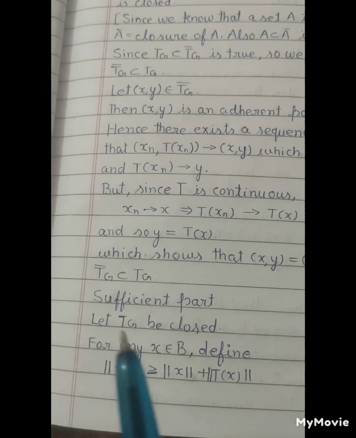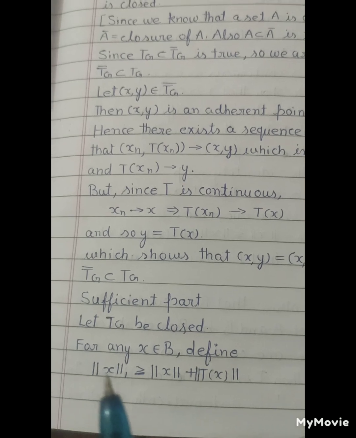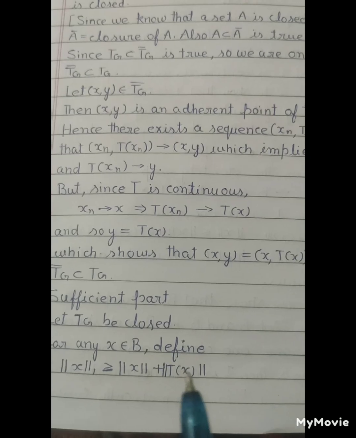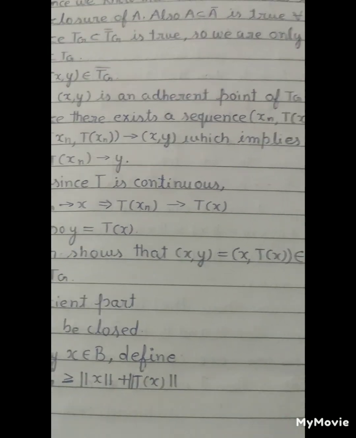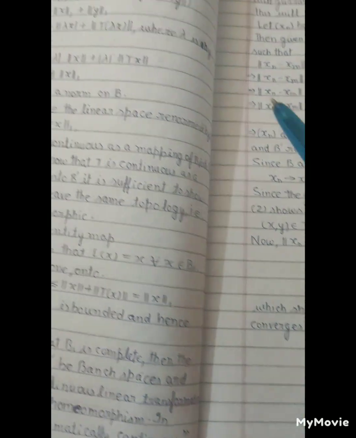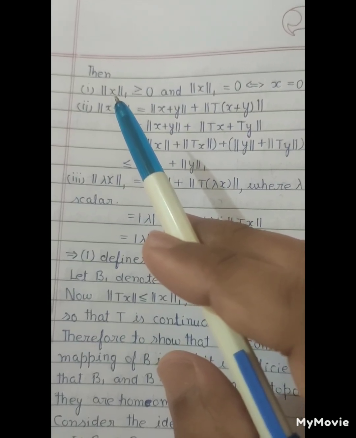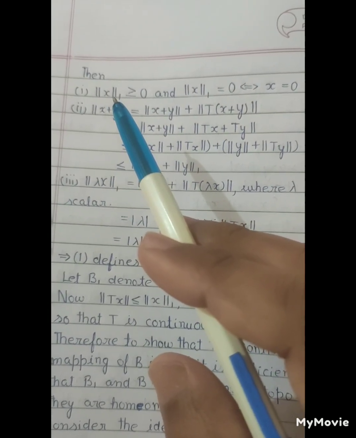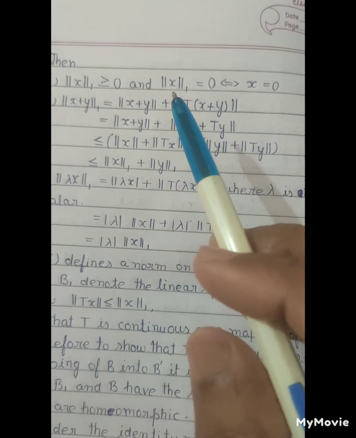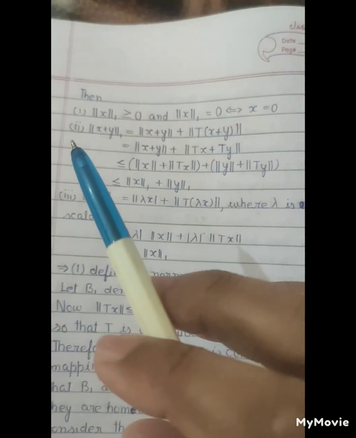Sufficient part: let T_g be closed. For any x belonging to B, define the norm of x1 as norm of x plus norm of Tx. This is equation 1. Then the norm of x1 is greater than or equal to 0, and the norm of x1 equals 0 implies x equals 0, and conversely.